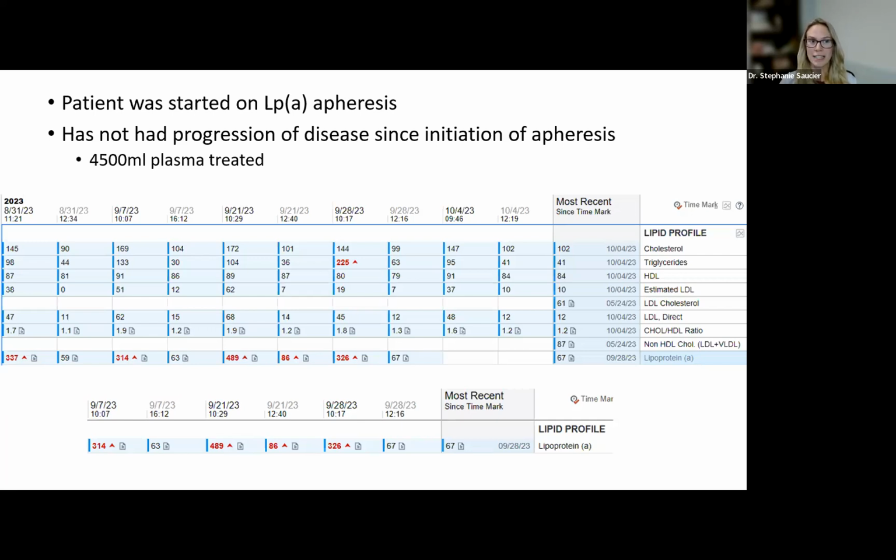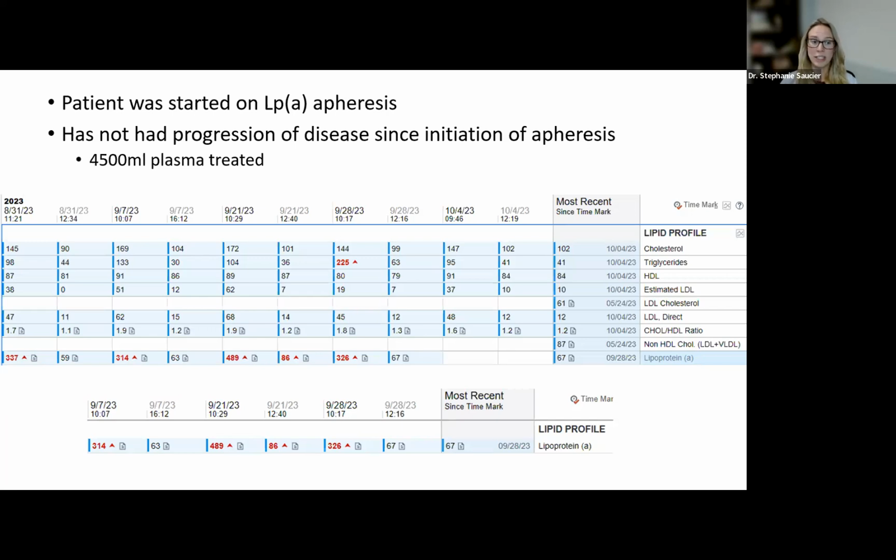She typically gets about 4,500 mLs of plasma treated, and she does come weekly for her apheresis sessions. As you can see, these are just some of her labs. Starting back in August, you'll see that she has a really significant reduction in Lp(a) with each treatment. Even more recently, she will come in and she'll have an Lp(a) of 326. And then with a full treatment, her Lp(a) upon leaving is 67.